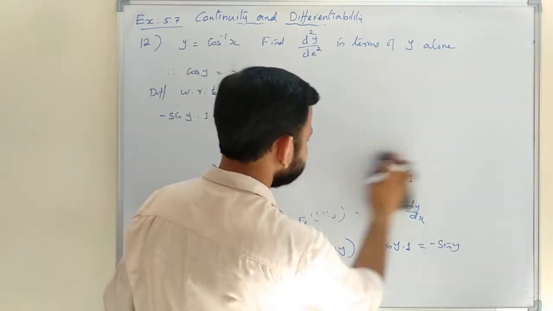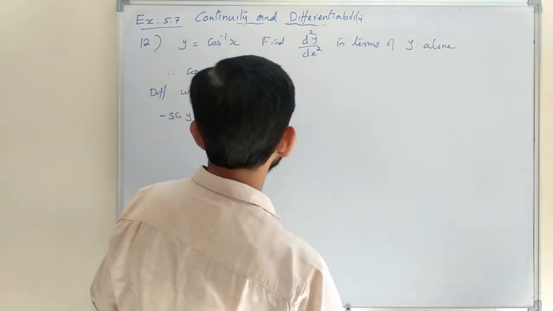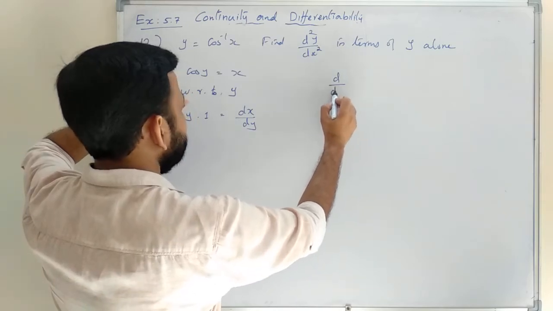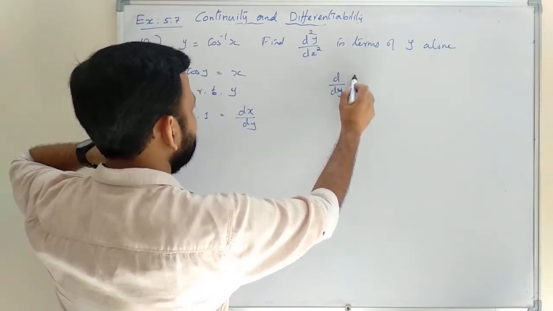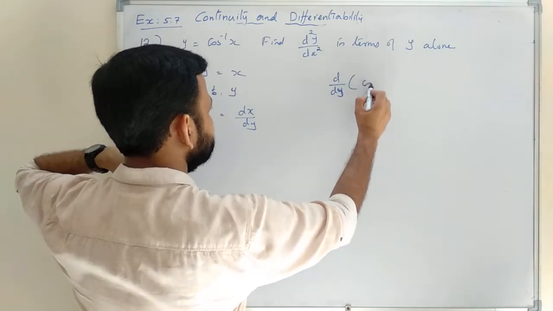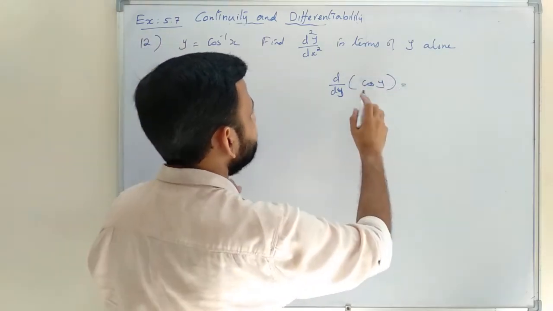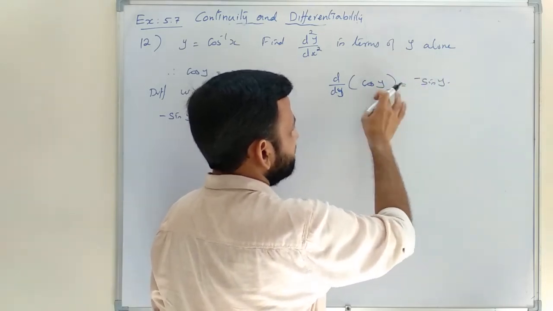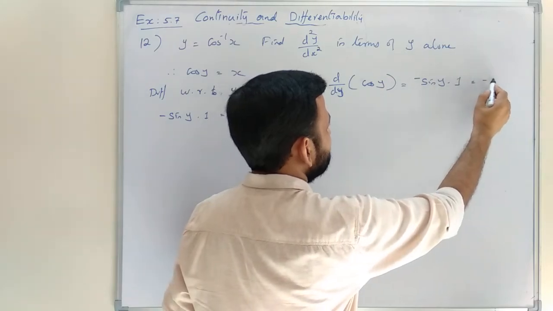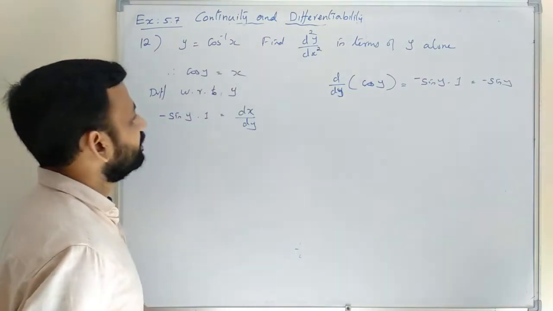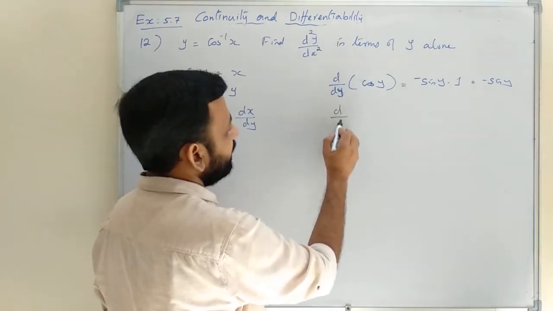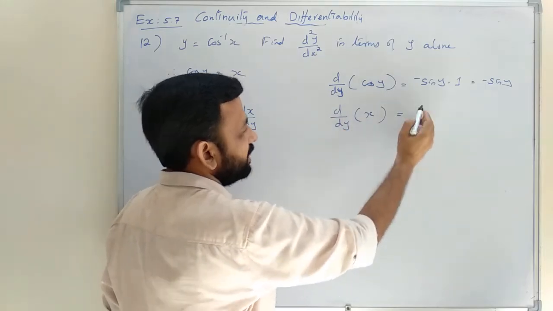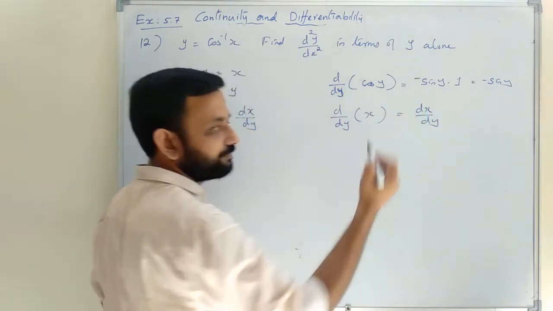So here once again, we are differentiating with respect to y. So d by dy of cos y is equal to the derivative of cos y, that is minus sin y, into the derivative of y with respect to y, that is 1, therefore minus sin y. Then d by dy of x. The derivative of x with respect to y is dx upon dy.